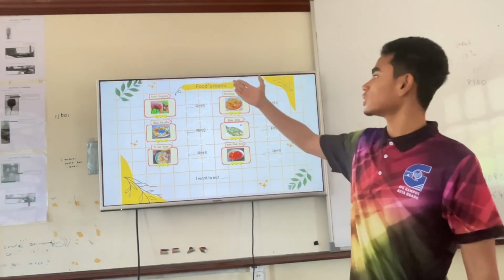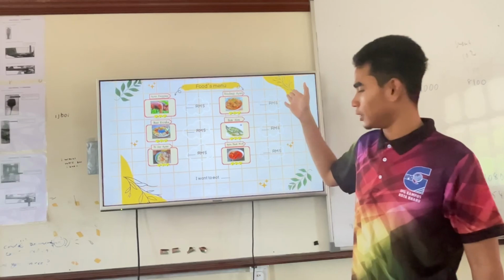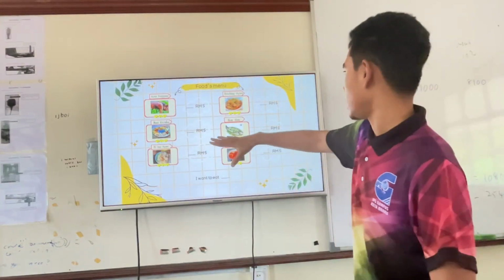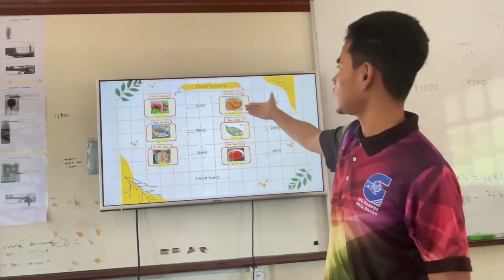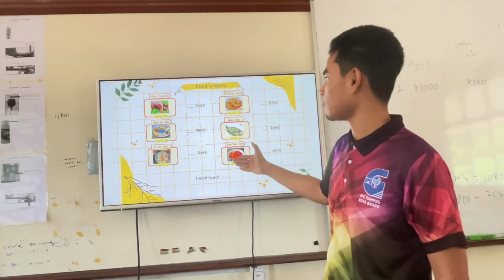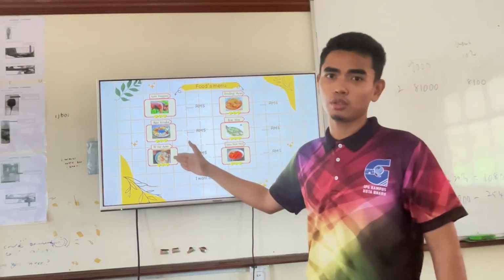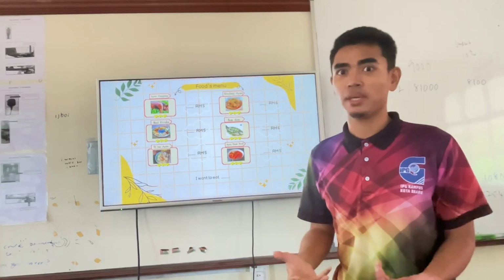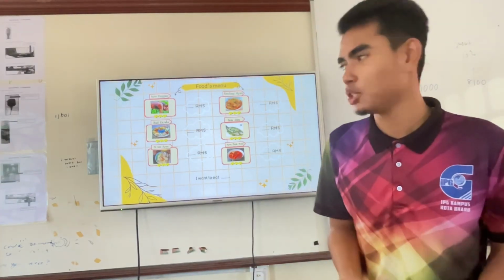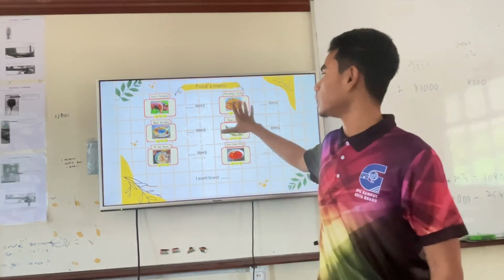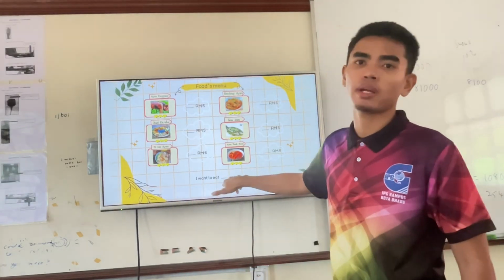So here are all the menus that will be served to them. We have rice, for example, and protein, which is rendang ayam, ikan steam, and ayam masak merah. All of these include rice, which is the main carbohydrate for us from Malaysia. So when they want to eat, this is the sentence that I already prepared to order.